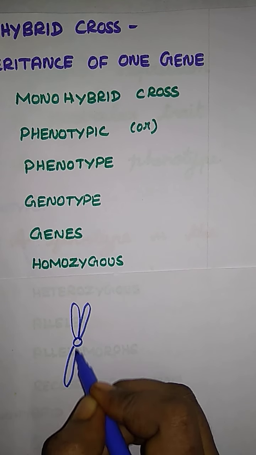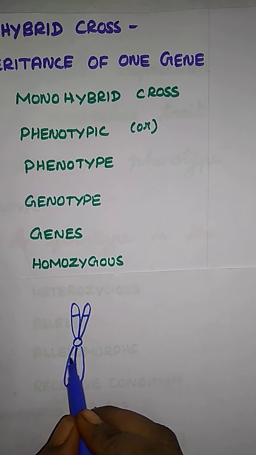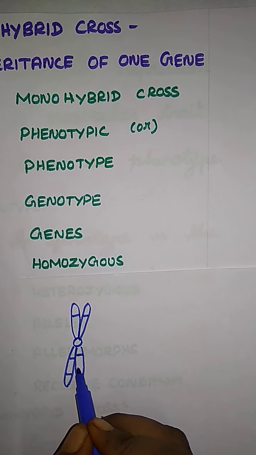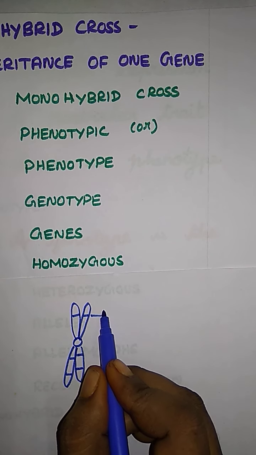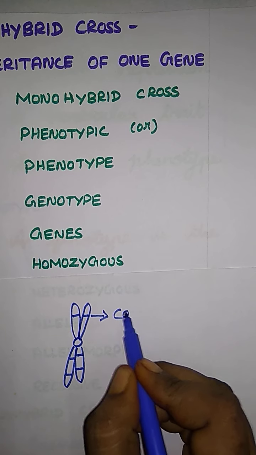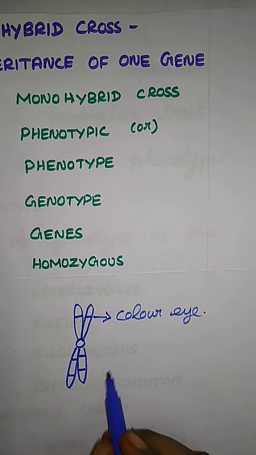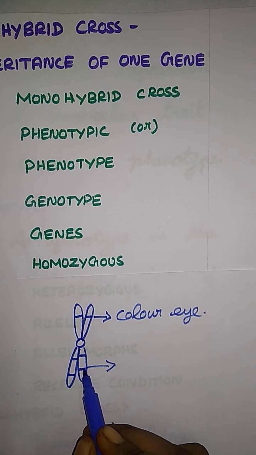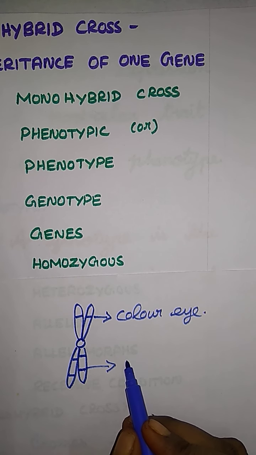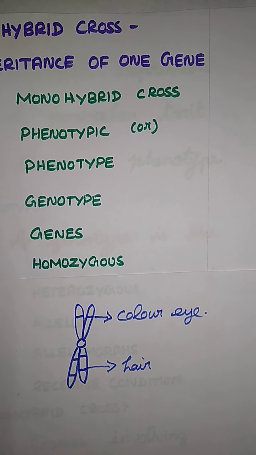For example, just take this. This is a chromosome. Here they have a particular character. This particular gene determines the color of an eye. Okay, this particular gene determines the color of hair. So these are alleles. Okay? That is what they call alleles.